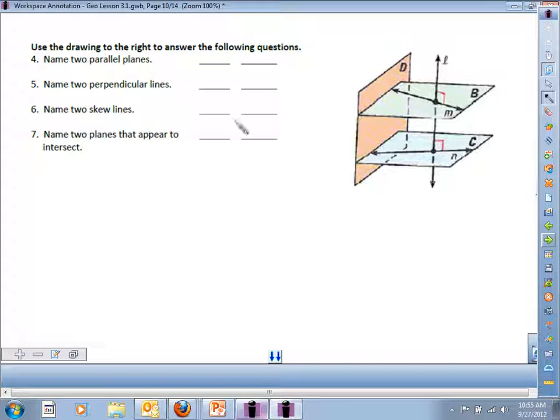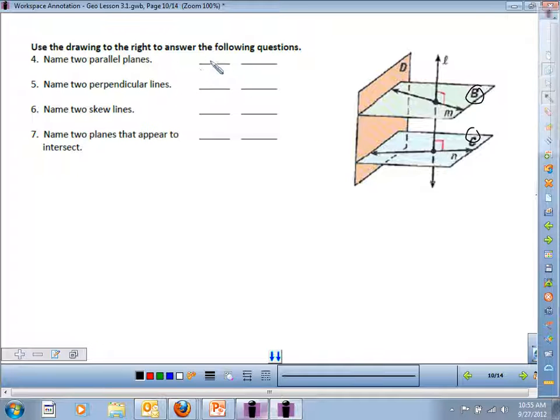Next example. So now we have a couple more planes here to add to this. So let's name two parallel planes. So let's name two planes that look like they don't intersect. Well, that'd be B and C, no problem. Plane B, plane C. Name two perpendicular lines. Okay, so when we look at this drawing, I see a box here, I see a box here, so we actually have two sets. We could say that L is perpendicular to M. We could also say that L is perpendicular to N. So we have two different answers here, and you only need one of them.